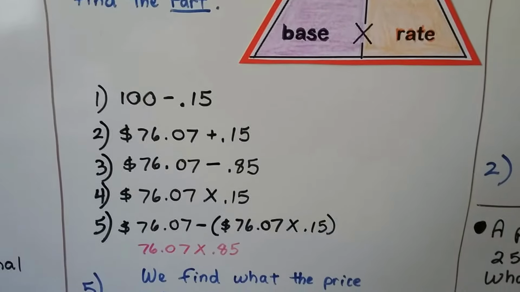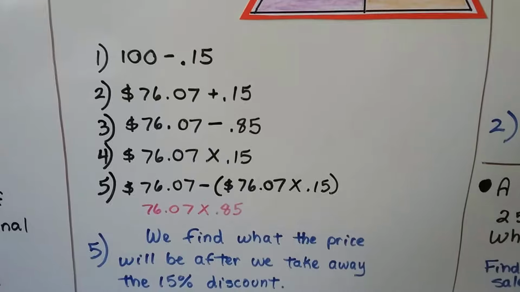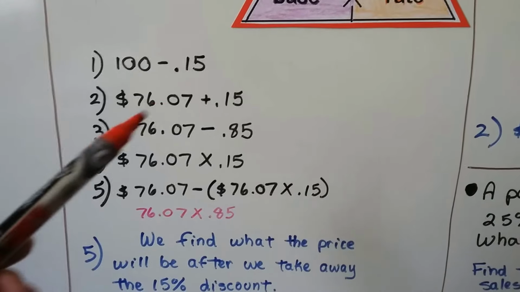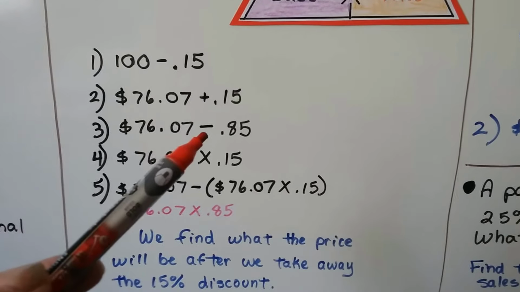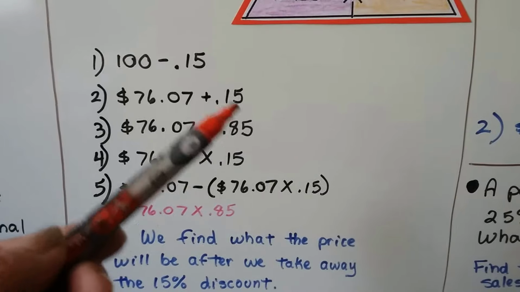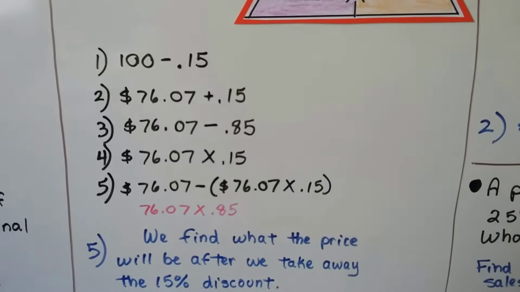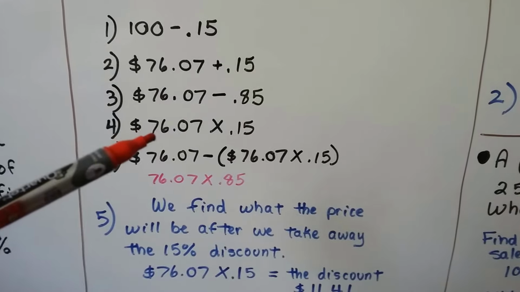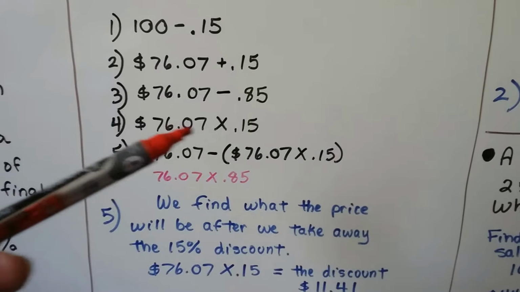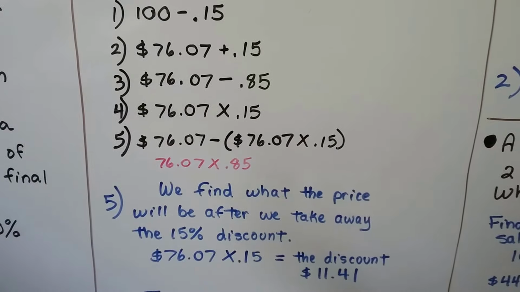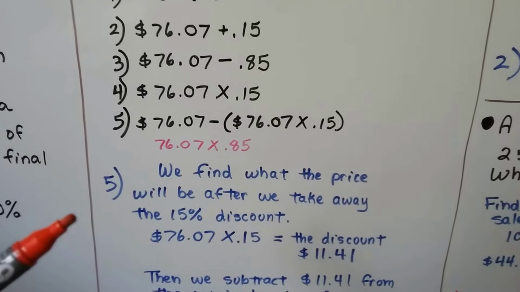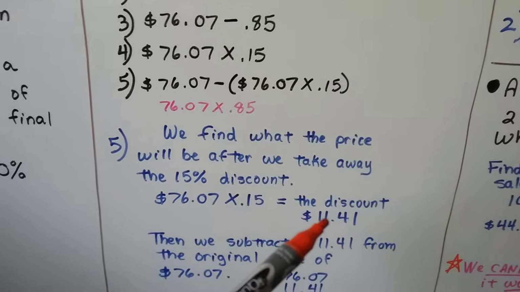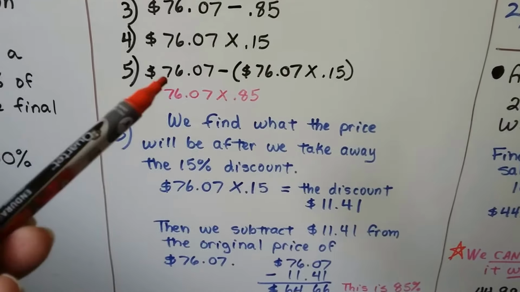Which one of these expressions is the right one to help us solve it? Well, you have to be careful. We're not going to subtract 0.15. That's like subtracting 15 cents. We're not going to add 15 cents. We're not going to subtract 85 cents. That's the balance of 15% from 100%, which would be 85%. We're not going to subtract it. That would be like subtracting 85 cents. 76.07 times 0.15 will tell us what 15% is, but it doesn't tell us the final price. So it'd be number 5. We find what the price will be after we take away the 15% discount. It would be $11.41, and then we subtract that from the 76.07.